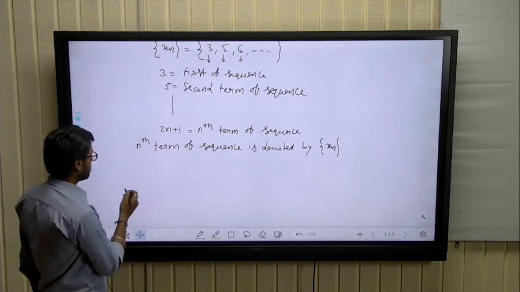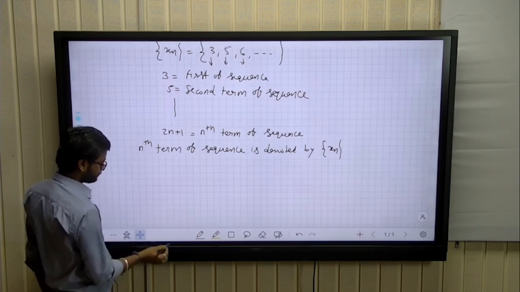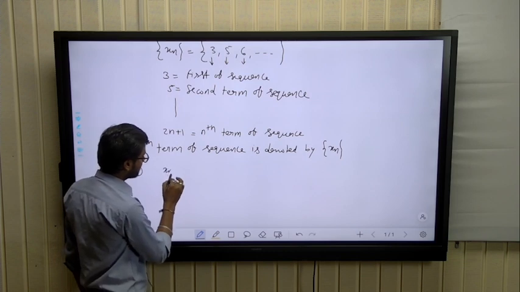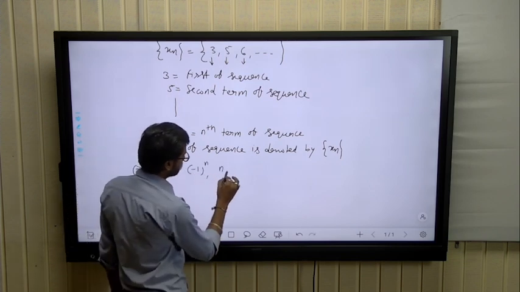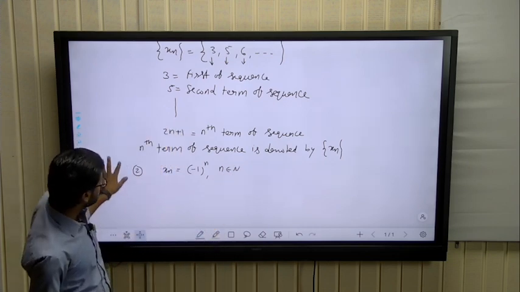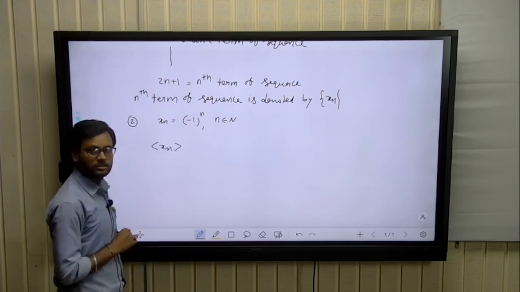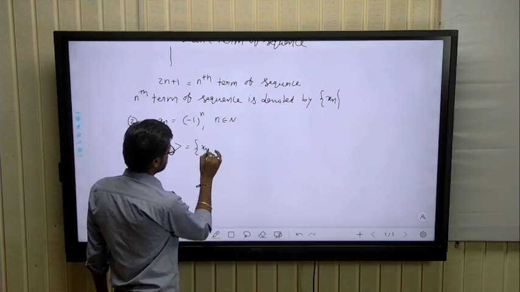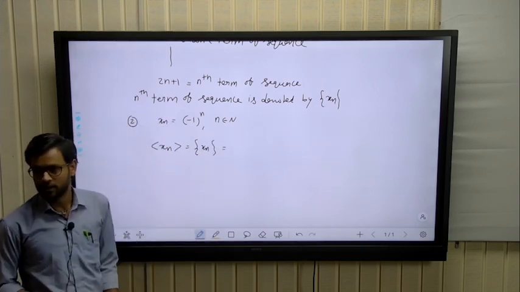We take another example, the last example. Suppose that xn is equal to (-1)^n, and n belongs to N. Now we write the terms of the sequence. We have written here that the sequence is denoted by this, and many students denote it like this. So these both are similar.